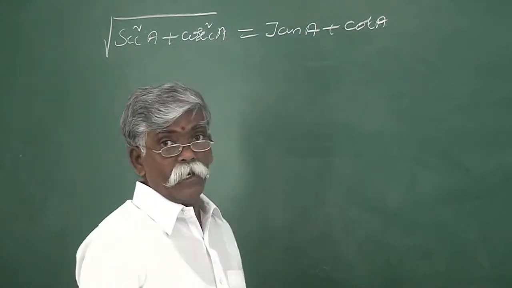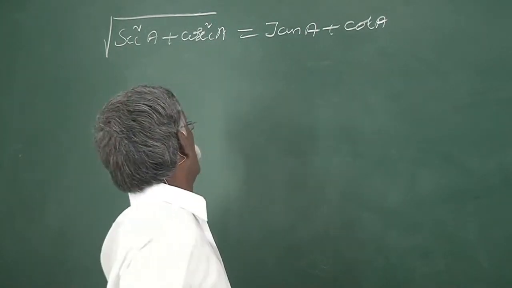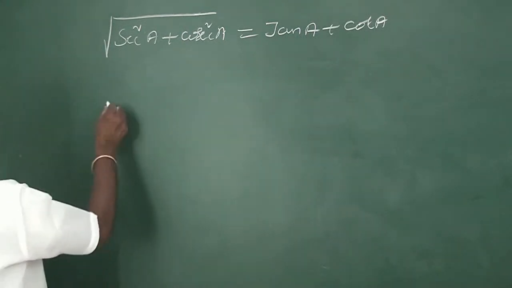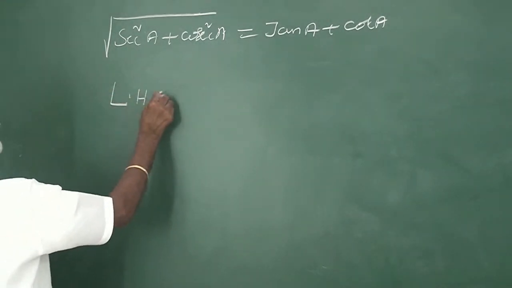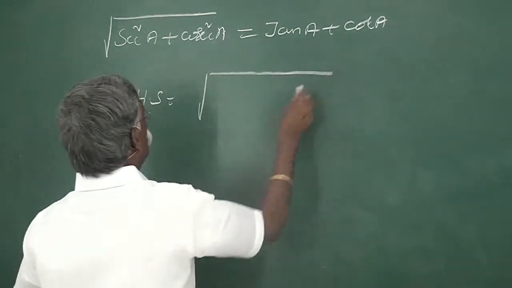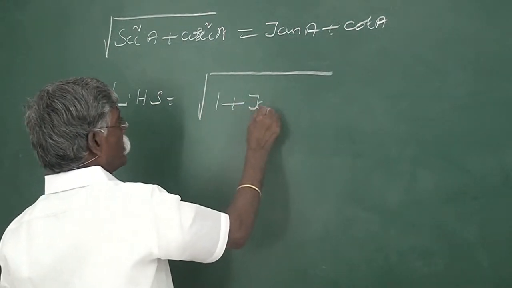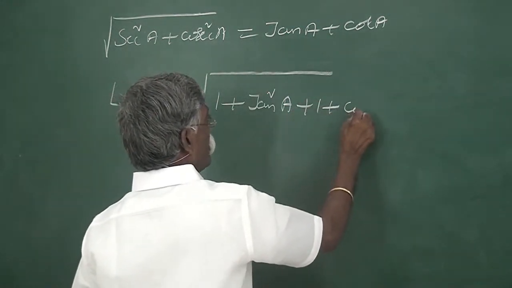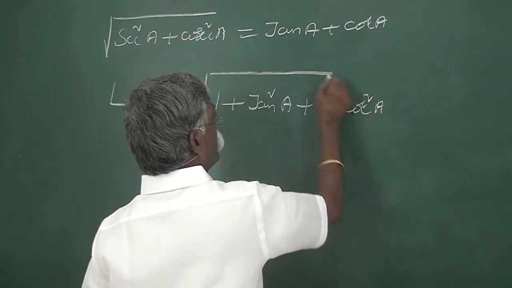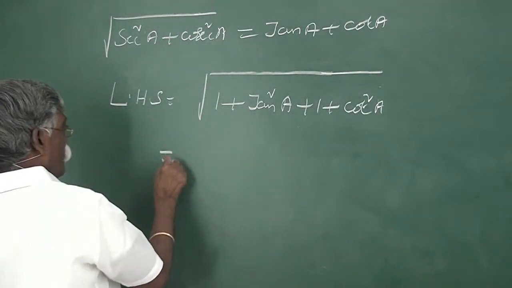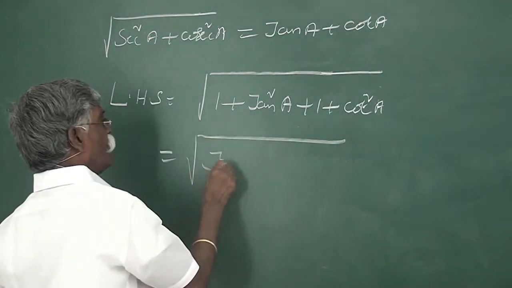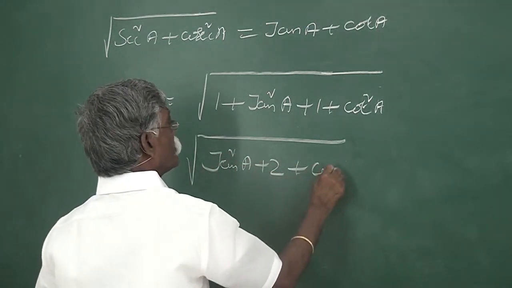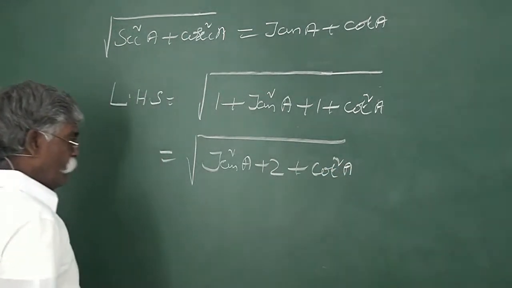Secant square can be converted into tan square, and cosecant square can be converted into cot square. Therefore, the LHS can be written as root of 1 plus tan square A plus 1 plus cot square A. And this will give tan square A plus 2 plus cot square A.